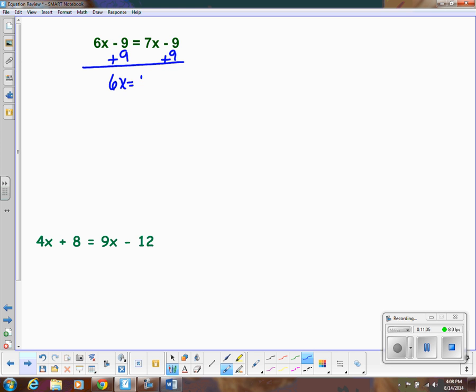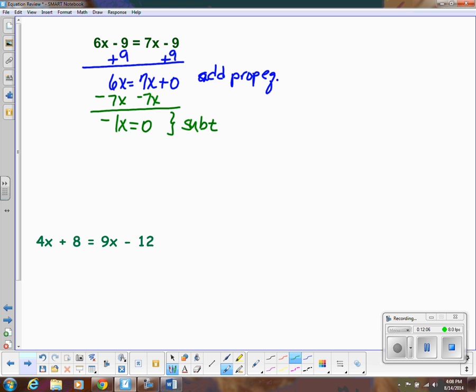So I have 6x equals 7x plus 0. What did I just do? I just did the addition property of equality. All right, so I'm going to simplify, and now, because 0 and 7 are attached to x, I'm going to choose to subtract 7x from both sides. So this will be negative 1x equals 0. What did I just do? I did the subtraction property of equality.